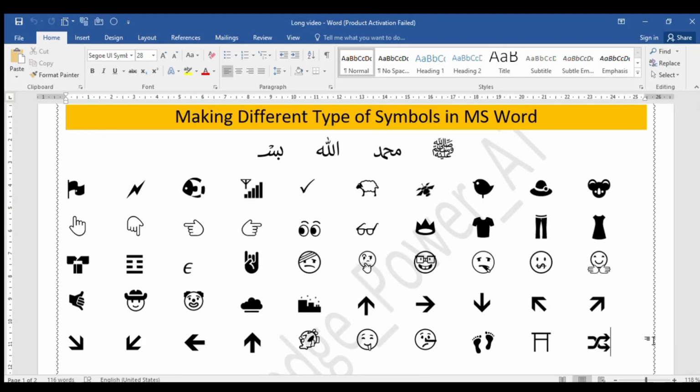Making different types of symbols in MS Word. We write different codes for this. Now start the video.